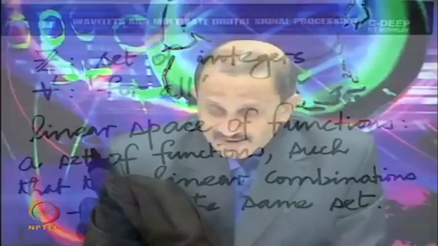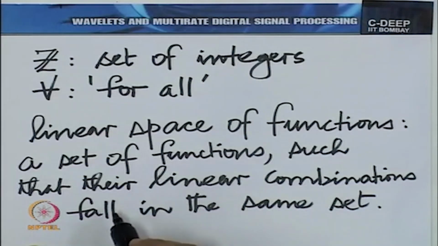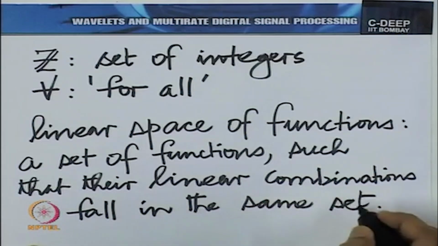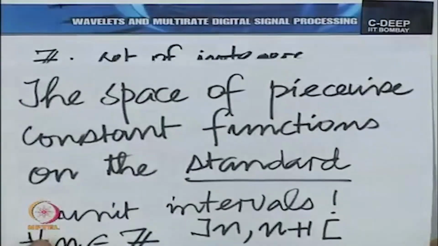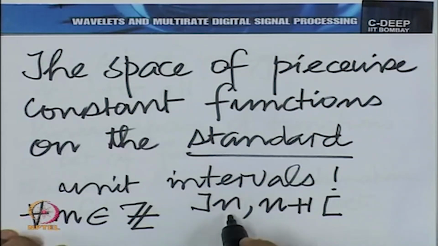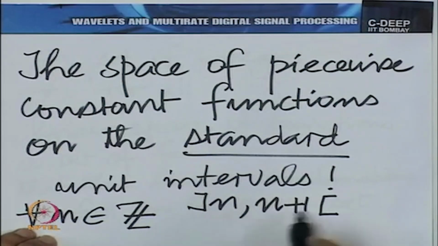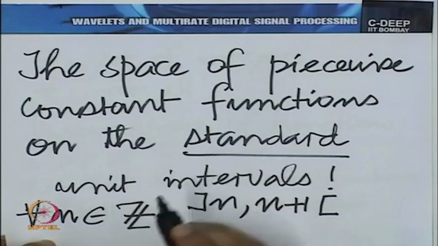So, you see, a linear space of functions is one in which any linear combination of functions in that set falls back into the same set. Now, here there is a little bit of clarification required. You see, in general, if you consider the space of functions that we talked about a minute ago, namely the space of piecewise constant functions on the standard unit intervals, which are the standard unit intervals? The open intervals of the form (n, n plus 1) for all n over the set of integers, then there is an infinity of such functions.